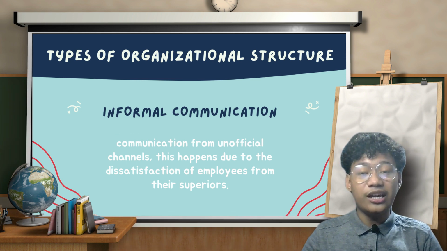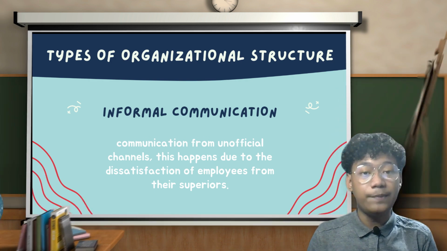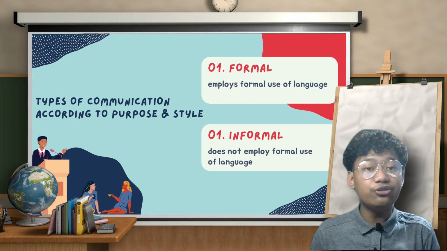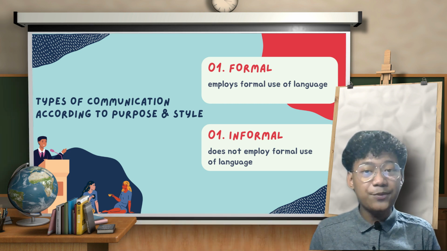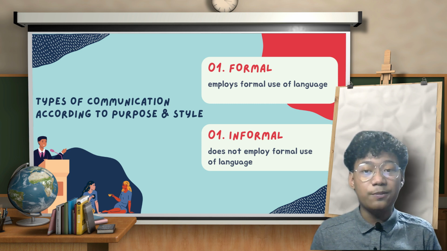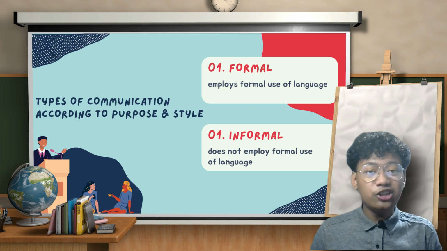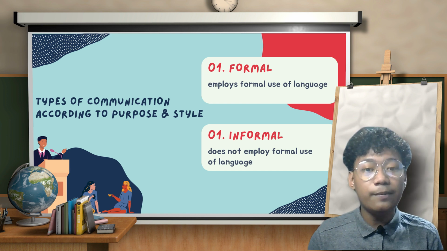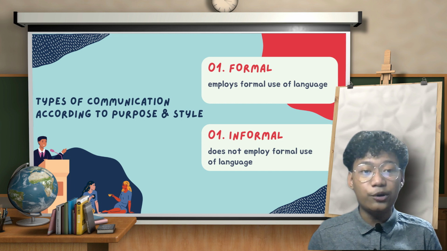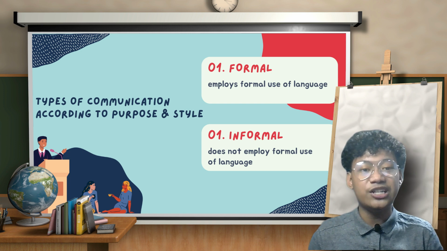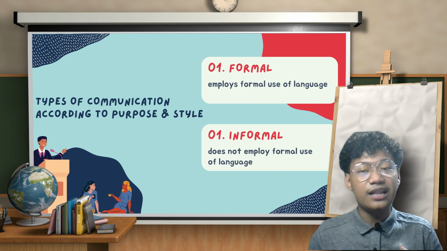This happens due to the employees' dissatisfaction with their superiors. Lastly, let's talk about the types of communication according to purpose and style. There are two types of style and purpose of communication, which are the formal and informal styles of communication. When we say formal, it observes formal use of language that can be delivered both orally and in writing. On the other hand, informal does not observe formal use of language. It includes personal beliefs that occur in casual conversations with friends, family members, and neighbors.